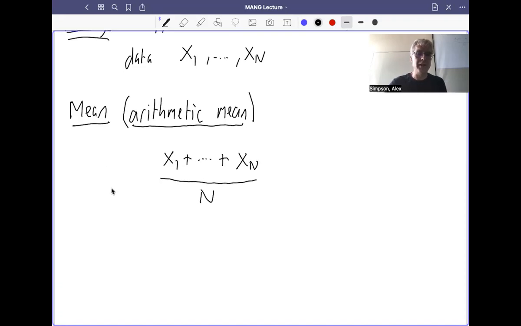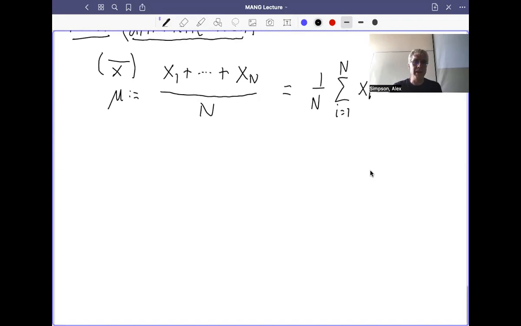And often this is represented by the Greek letter mu, or statisticians also write x with a bar on the top for the average of the data. That's another notation for it. So we can write that more formally as a sum. It's 1 over n times the sum from i from 1 to capital N of x sub i. So that's the mean.